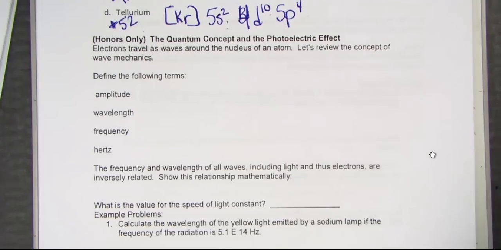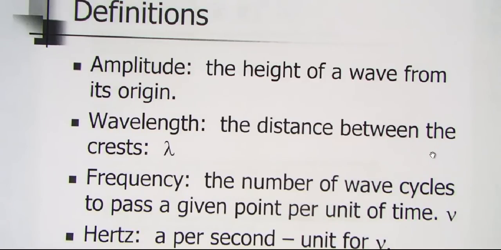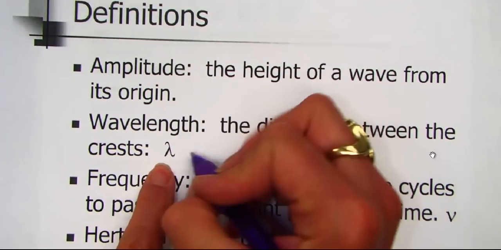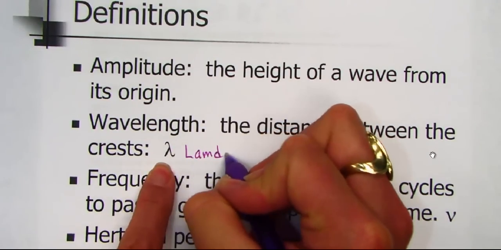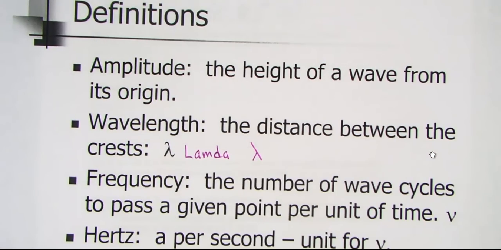So the definitions written in words. The amplitude of a wave is the height of a wave from its origin. The wavelength is the distance between the crests. Its symbol is a Greek symbol, known as lambda. And the Greek symbol, I tend to draw that just really as an upside down Y.